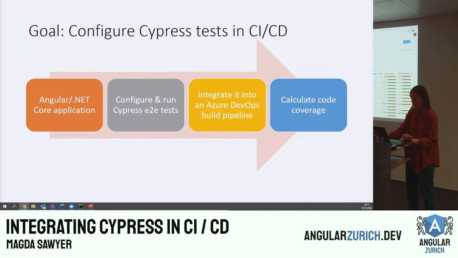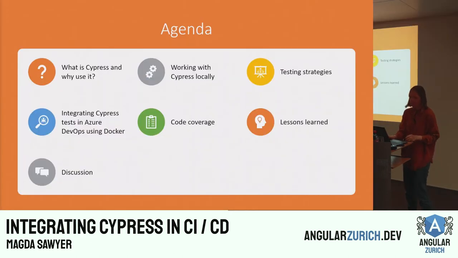So that's our goal. And here's how we will get there today. First, I will start by showing you what is Cypress and why you might be interested in choosing Cypress to work with. I will show you how to install Cypress and work with it locally. We will discuss testing strategies available and then try to integrate it into Azure DevOps using Docker. And then very briefly, I will discuss how you can calculate code coverage metrics for Angular. And we will finish off by lessons learned, and if we have time, maybe some questions or discussion.